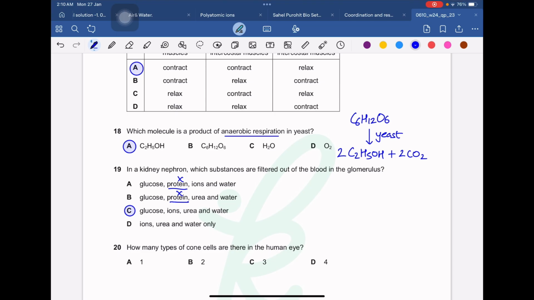Moving on to the next question. How many types of cone cells are there in human eye? So when we talk about the human eye, it contains three types of cone cells, which is red, green and blue. Cone cells are basically the cells which help us viewing colors. So that's why the option for this will be C.